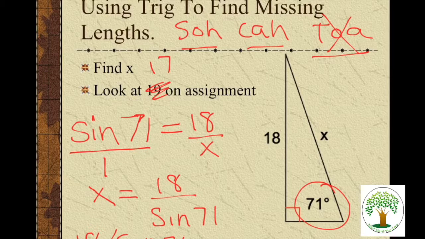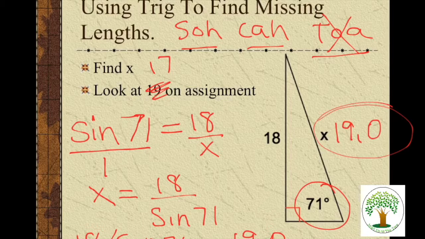So you're going to type it into your calculator. 18 divided by sine 71. I got 19.0. Heidi, what did you get? 19.0. Very good.